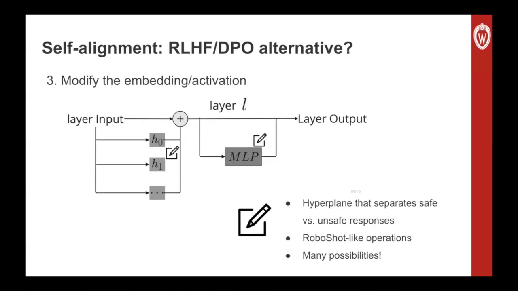So the idea is, once we find this difference in the activation space, can we simply steer the activation values of the language model towards the safe responses or away from the unsafe responses? This can be done by Roboshot-like operations or maybe simpler stuff like just subtracting the activation values from the hyperplane that separates safe versus unsafe responses. This is the stuff that we're still experimenting on.